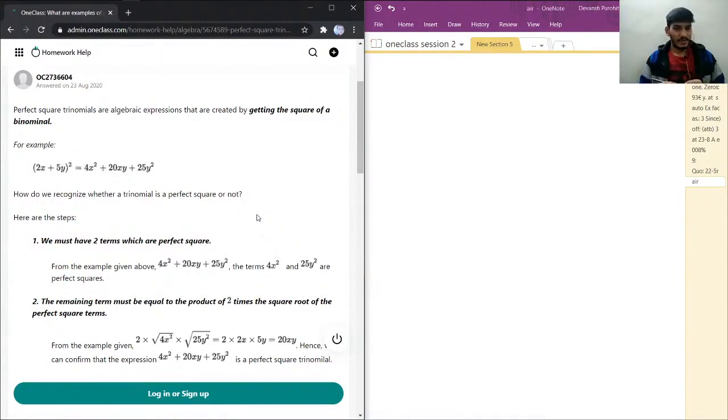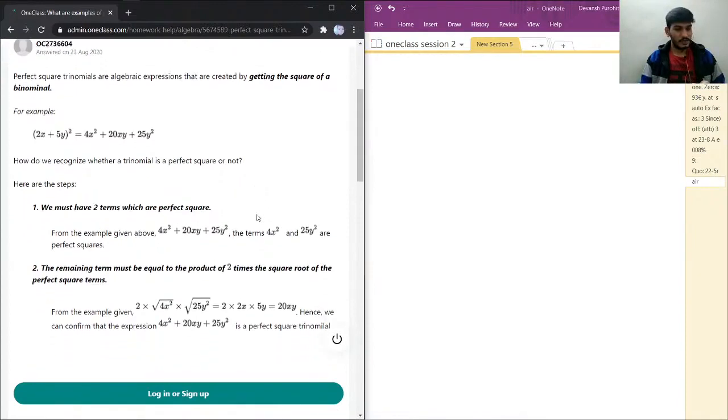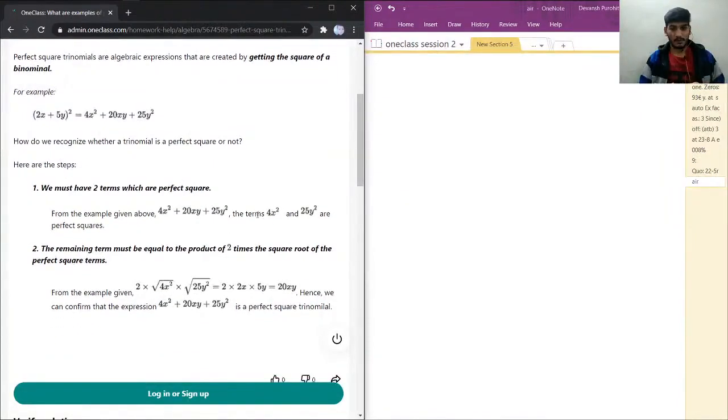The perfect square trinomials are algebraic expressions that are created by getting the square of a binomial. For example, (2x + 5y) whole square equals 4x square plus 20xy plus 25y square. How do we recognize whether a trinomial is a perfect square or not? Here are the few steps. We must have two terms which are perfect squares. The remaining term must be equal to 2 times the product of the square roots of the perfect square terms.